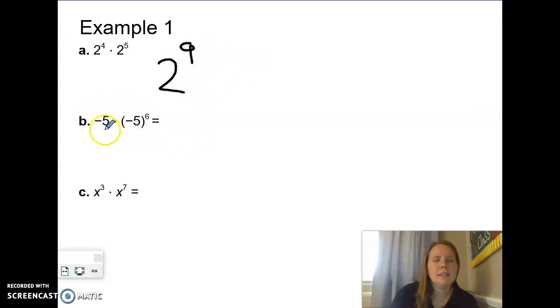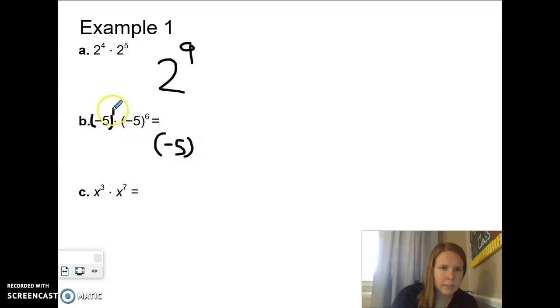Same thing happens in this one. Now, I do have the same base. I've got -5 and -5. This one, though, if you notice, doesn't have a power next to it. If it never has a power next to it, assume that the power is 1. Okay? So in this case, again, my base is going to be the same. I've got -5. I add my two exponents together, 1 plus 6, that gives me an exponent of 7. So I've got -5 to the 7th.